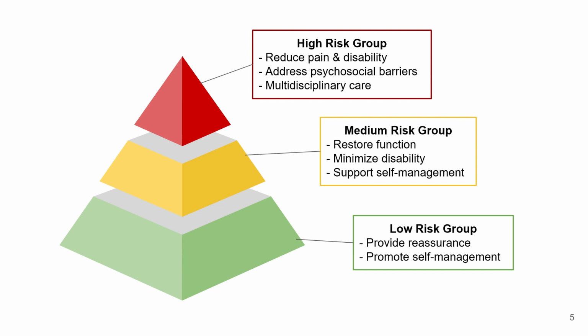Management for low-risk patients is focused on providing reassurance of favorable prognosis, promoting non-pharmacological options, and supporting self-management. The goal for medium-risk patients is to restore function and minimize disability through non-pharma options, such as exercise and manual therapy, along with supported self-management. For patients in the high-risk group, management is more intensive. While the focus is on reducing pain and disability, there's an added emphasis on addressing psychosocial factors and comorbidities. Often, referral for multidisciplinary integrative care is indicated for these patients.